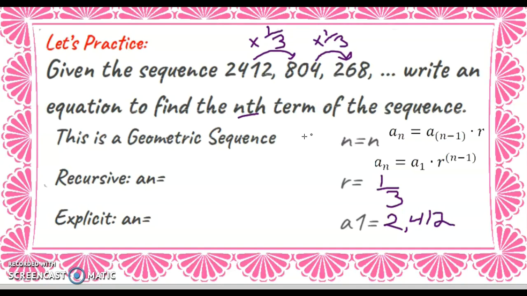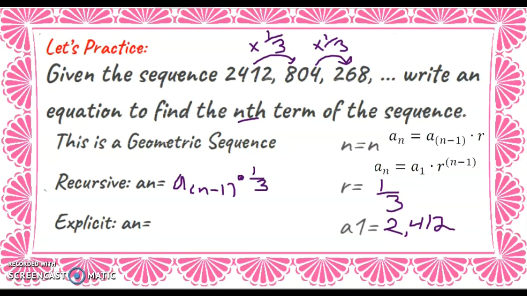So let's plug these into the formulas to get our recursive and explicit equations. So we have a of n equals a of n minus 1 times 1/3. That's our recursive formula. And for our explicit formula, we have a of n equals 2,412 times 1/3 to the n minus 1 power.